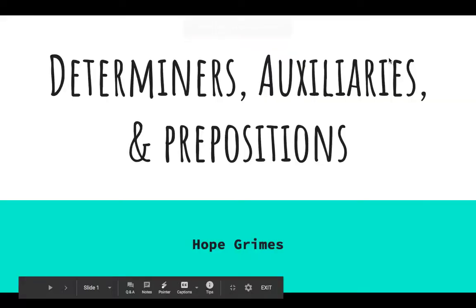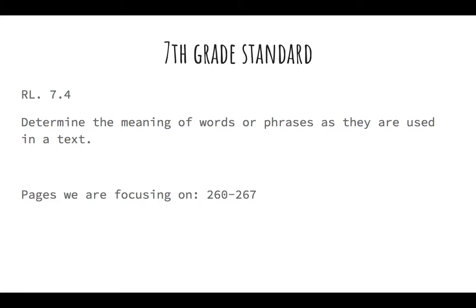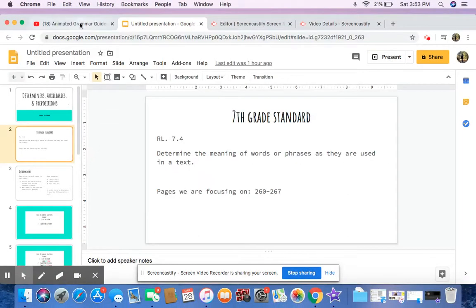Hey guys, so today we're going to be learning about determiners, auxiliaries, and prepositions. We're learning at a 7th grade standard. The standard we're going to hit is determine the meaning of words or phrases as they are used in the text. And the pages that we're going to be focusing on are 260 to 267 if you want to follow along in the textbook just for some extra sentences or extra help understanding.